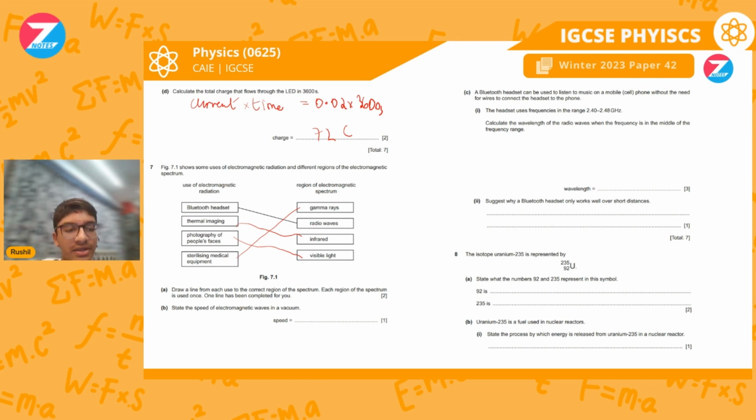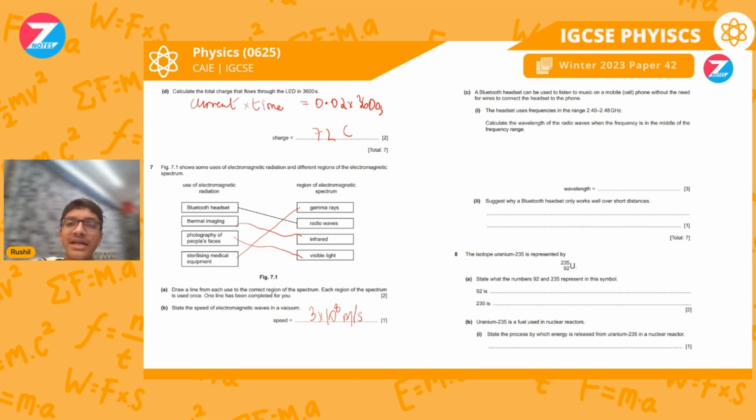State the speed of electromagnetic waves in a vacuum. So we know that this is a fixed value, the speed of electromagnetic waves in air or in a vacuum, though it's slightly lesser in air, but negligible difference, is 3 times 10 to the power 8 meters per second.